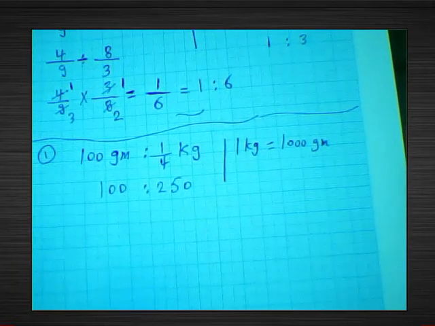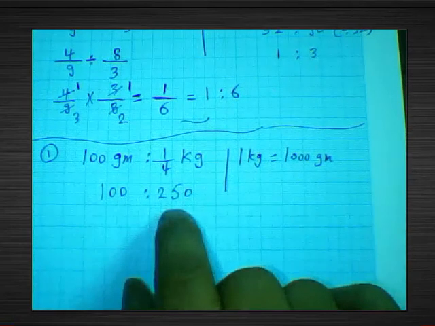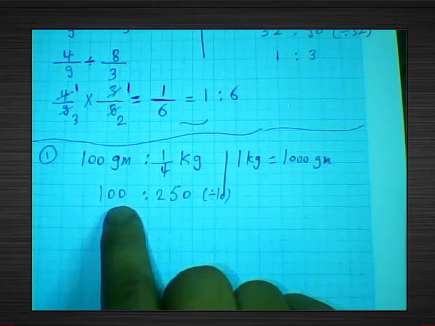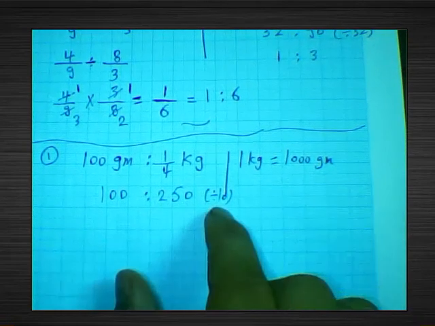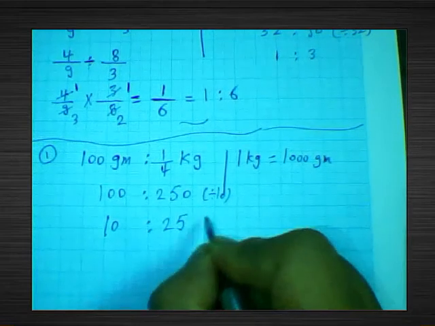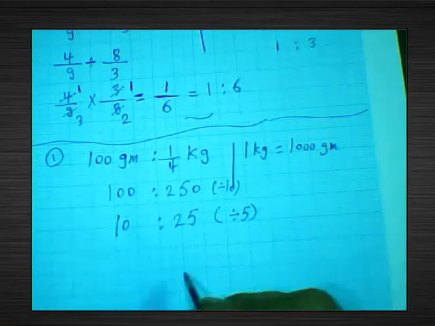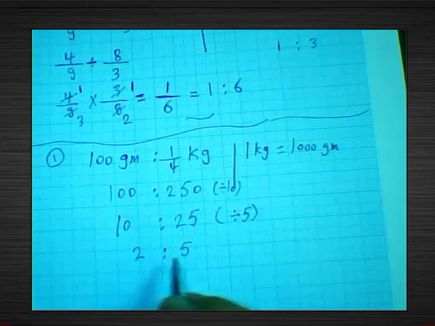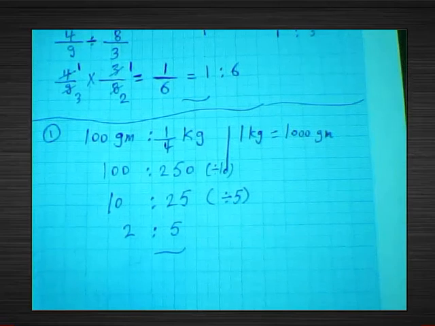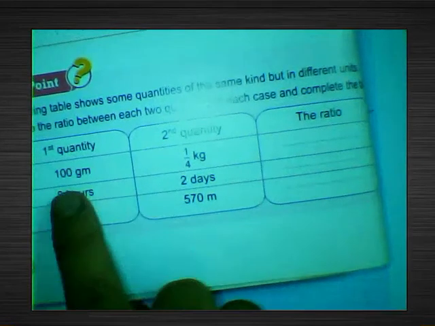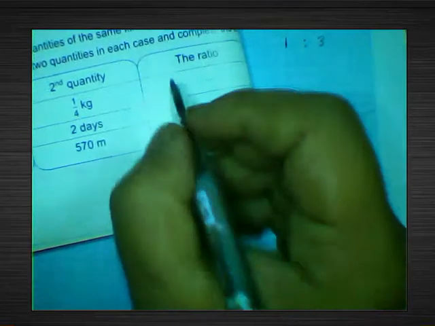So we can find the result by dividing by 10, because 100 and 250 can be divided by 10. If you find the unit digit is 0 in this number and in this number, you can divide by 10. This is the rule. So we can write 10 here and 25. Another step, we can divide it by 5. 10 divided by 5 equals 2, 25 divided by 5 equals 5. So the result will be 2 to 5. It's easy for you. Okay, look at the table with me. 100 gram to quarter kilogram, the ratio is 2 to 5.